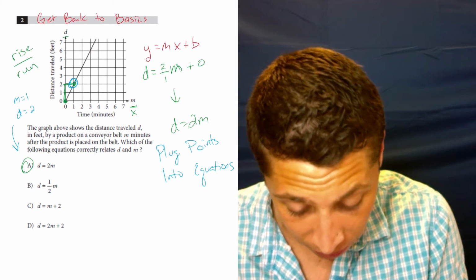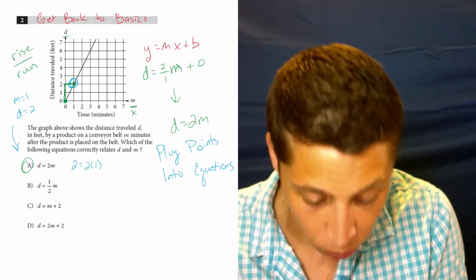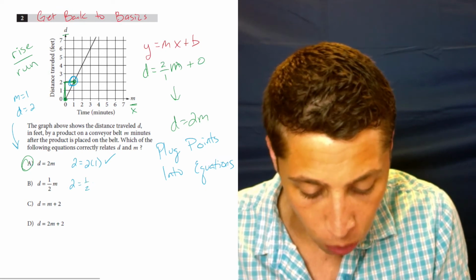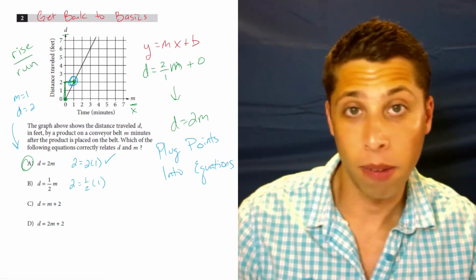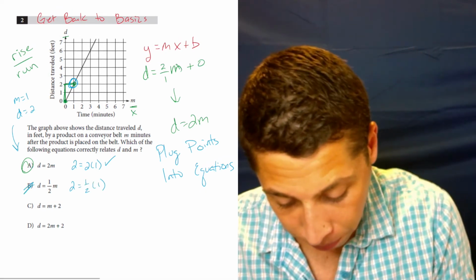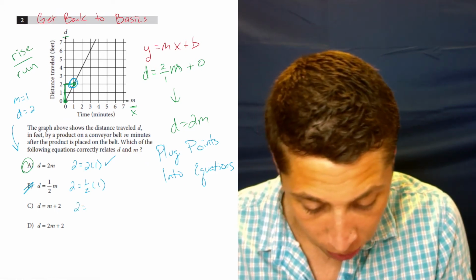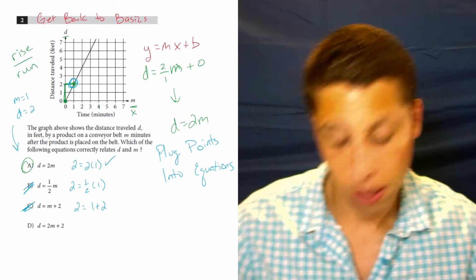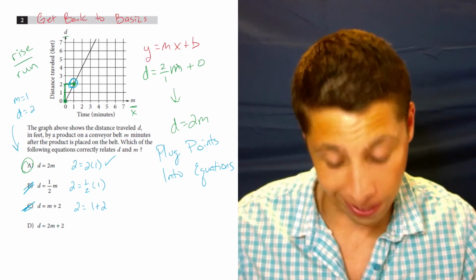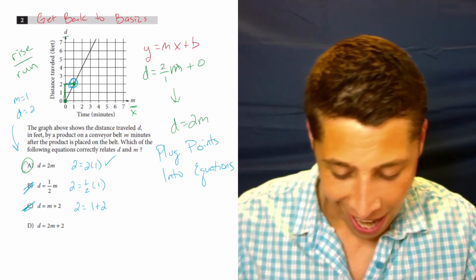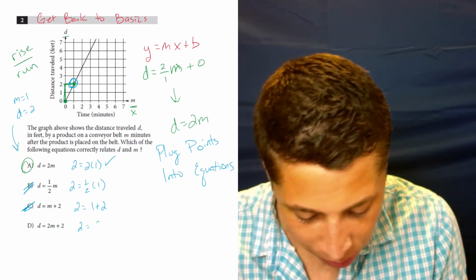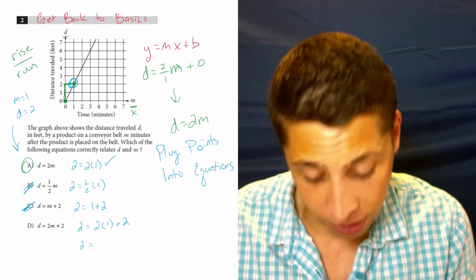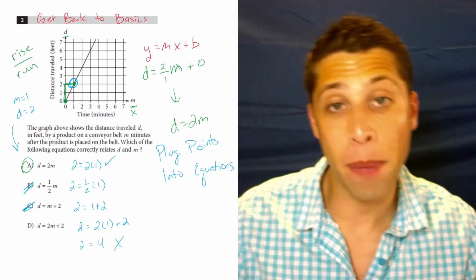So A does fit that. 2 is equal to 2 times 1. Check. B does not fit that, right? 2 is equal to 1/2 of 1. No, half of 1 is half. Doesn't work. C, 2 is equal to 1 plus 2. No, that's not true either. 2 is equal to 3. No, that doesn't work. And then lastly, D, 2 is equal to 2 times 1 plus 2. Well, we can hopefully see that that's wrong, but again, we have a bad result.